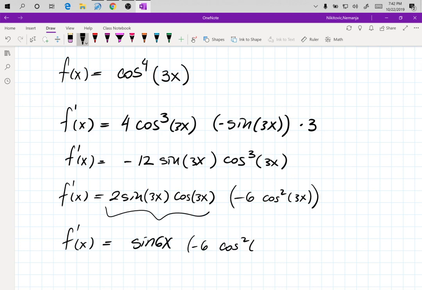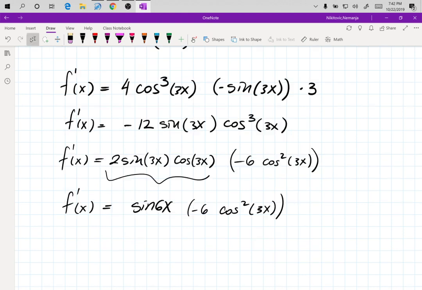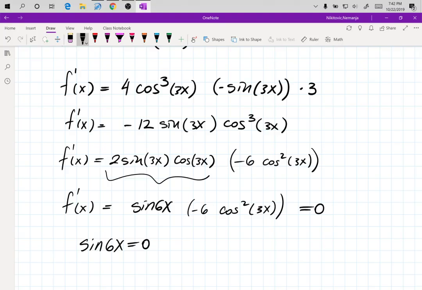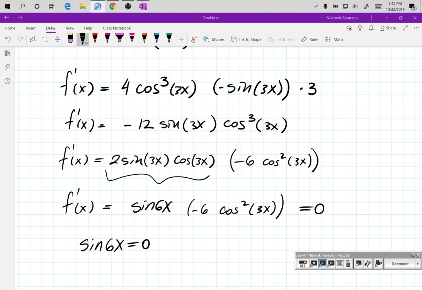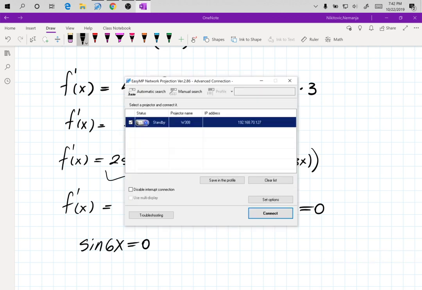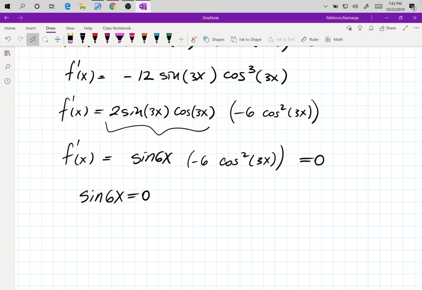So now when we set this equal to 0, sine of 6x is equal to 0, and then we have the negative 6 cosine squared of 3x equal to 0.